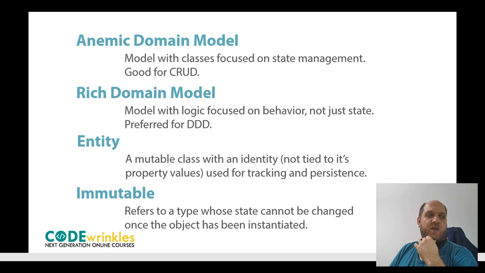Once again, as a glossary for these parts, we have first an anemic domain model, which is a model that usually consists only or mostly of properties. Then we have a rich domain model, which focuses on behavior, and this is the type of domain model we should aim for from the DDD perspective. Then we have entities and value objects, which are very important, and once again, value objects should be immutable.